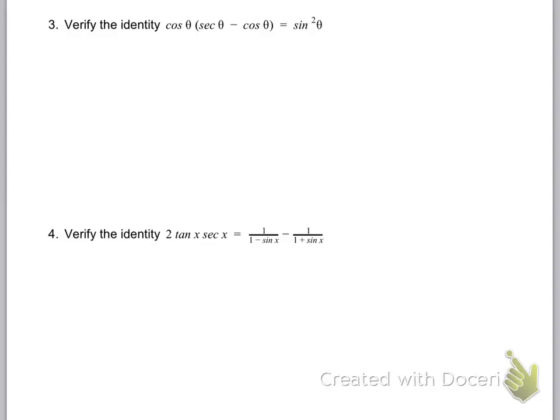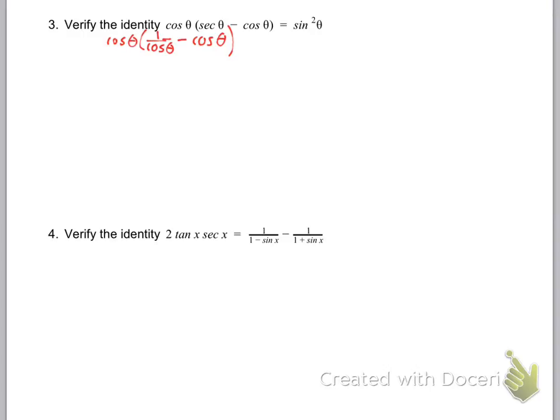One of those rules, guys, was switch everything to sines and cosines. Right now I see a cosine, a secant, and a cosine. So secant can be changed to what? 1 over cosine. Not cofunction. I'm using the reciprocal trig functions or identities. So secant is 1 over cosine. You guys remember this? This is not the first time we saw secant, so we should know that.